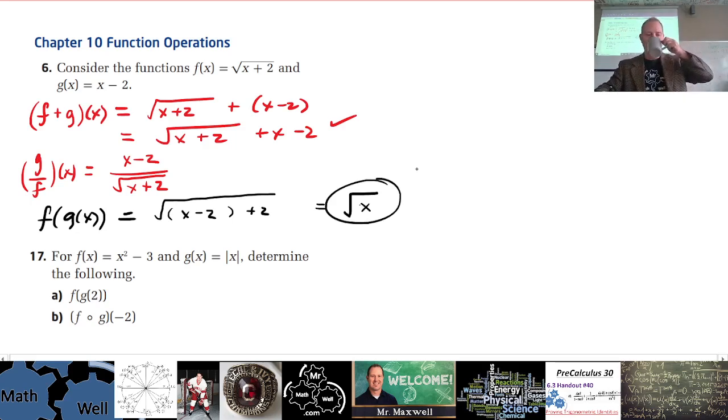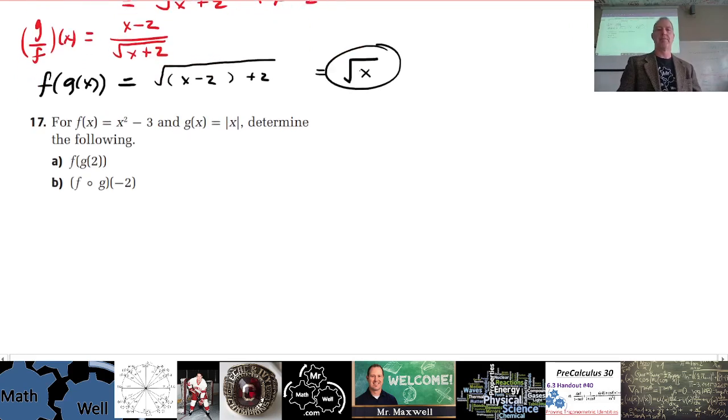Yes, great. Isn't math amazing? That's so fun. Root x, wow. Okay. Now there are others we could subtract, right? We can multiply, no big deal. But let's move on to this.